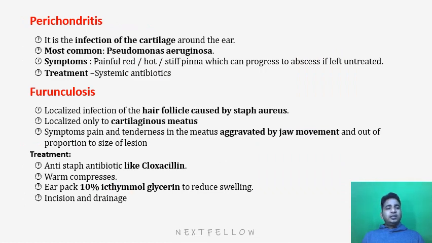Then there is another term known as perichondritis. So what is perichondritis? It is the infection of the cartilage around the ear. So this is the cartilage around the ear. If there is an infection, that is known as perichondritis. The most common organism responsible is Pseudomonas aeruginosa. It is the most common bacteria involved.